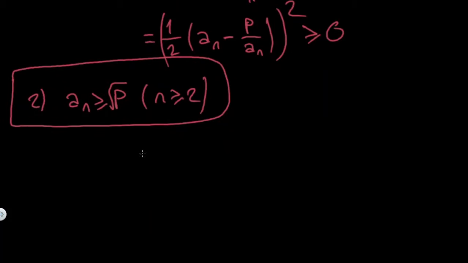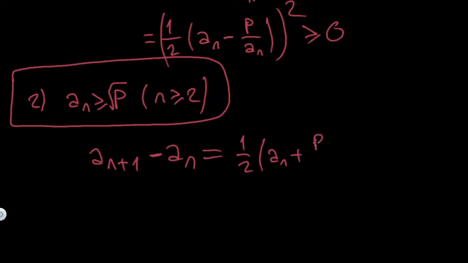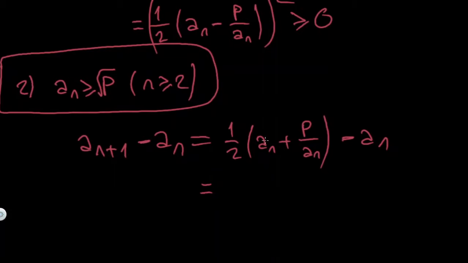For that, I can just check an plus 1 minus an. So an plus 1 was 1 over 2 an plus p over an. So I have minus an. And this is going to be, so I have an over 2 and minus an, so it's going to be just negative an over 2. And I'm going to have p over an. So this is in 1 over 2 parentheses, and I have minus an over 2. So I can just put an here.